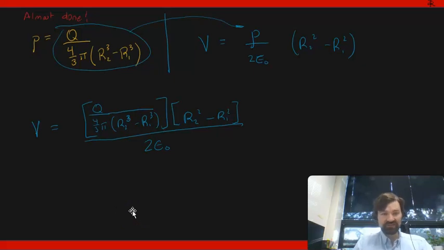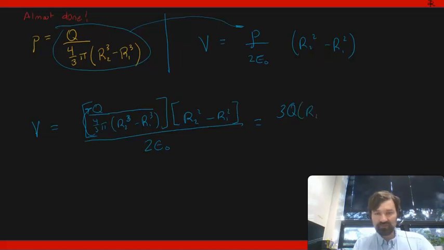What that means is that this form that we have here does in fact reduce slightly. So we can write this as 3Q, if we move the 3 up here, times R2 cubed minus R1 cubed, times R2 squared minus R1 squared, divided by, and then we have 4 times 2, so that's 8 pi epsilon naught times R2 cubed minus R1 cubed.